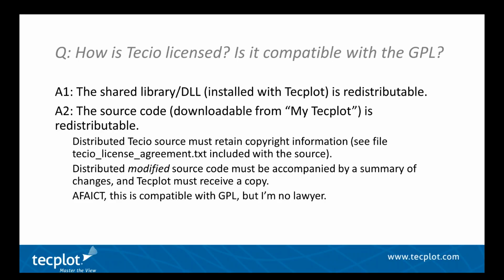Now the source does include a TecIO license agreement.txt file that gives you the specific terms, but in a nutshell, what it says is you have to include that license agreement file with the source code when you redistribute it, which you are free to do. If you modify the source, then you also must add a summary of what changes you've made and send us a copy of the modified source. Now, as far as I can tell, this is compatible with GPL, but I'm no lawyer, so I would recommend if you're looking at redistributing source and you're concerned about the GPL aspects of it to consult with your own legal resources.